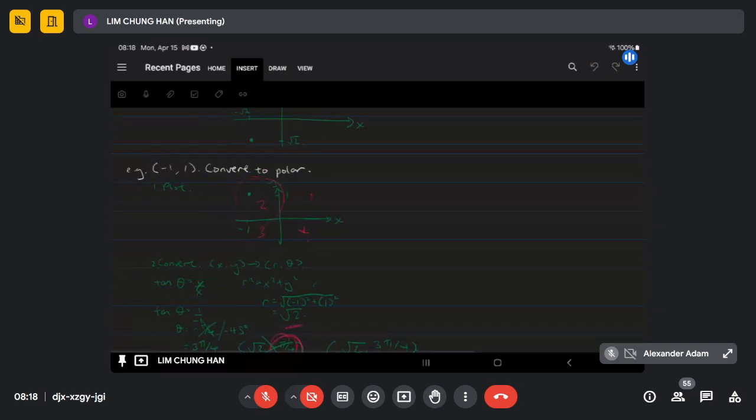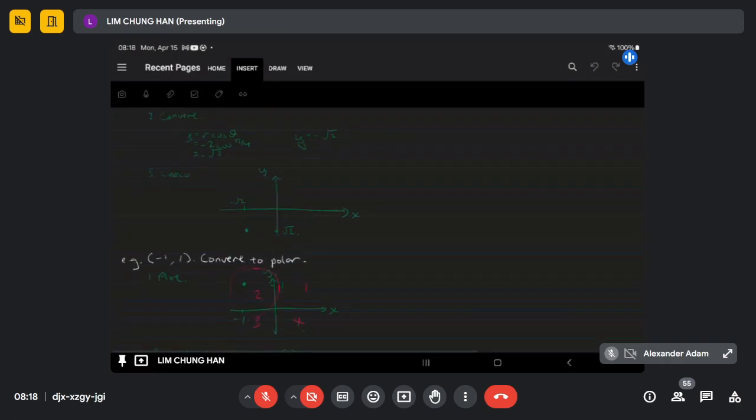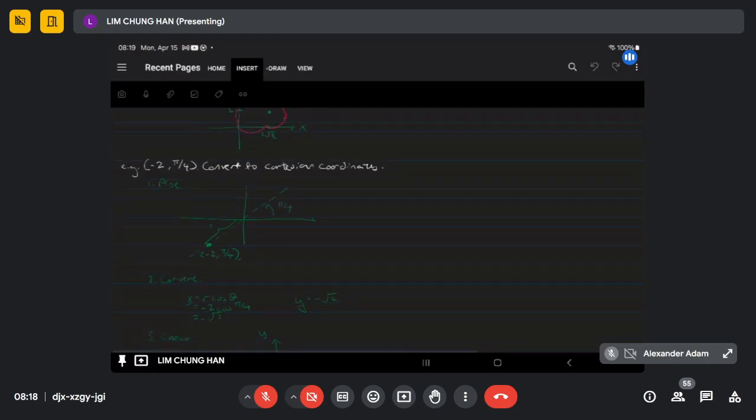Right. So where did we stop last week? Okay, we stopped here last week. Then we can look at symmetry, and then we can look at an example. So for today, I'm going to go through some shortcuts with you, some methods of doing shortcuts when you have to plot your polar coordinates.